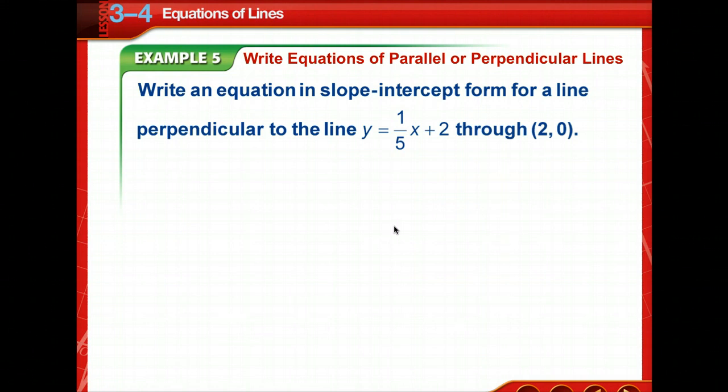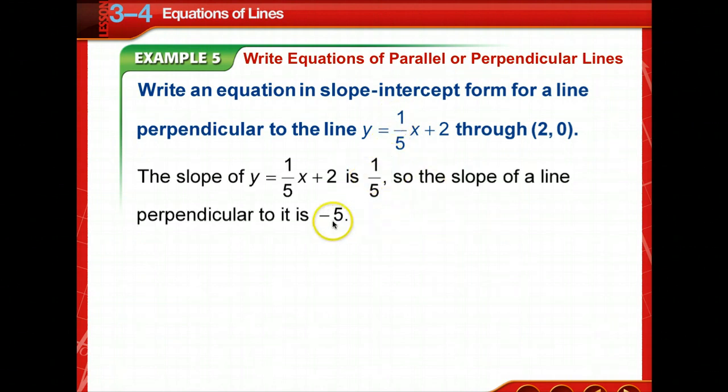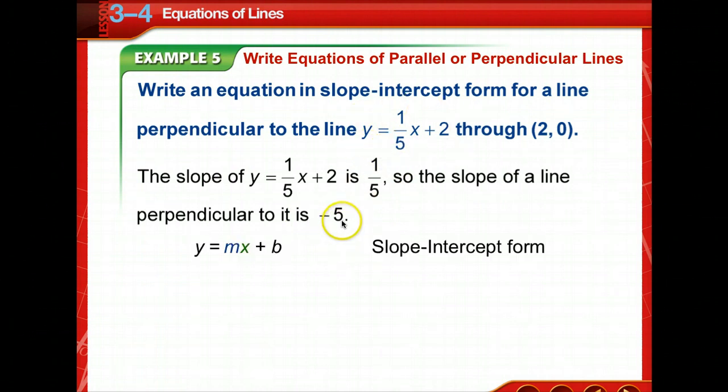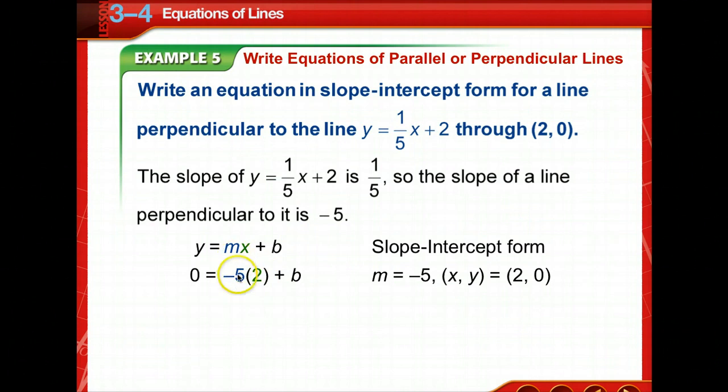We're asked to write an equation in slope-intercept form for a line perpendicular to the line y is equal to 1/5 x plus 2, and it goes through the point (2, 0). Now, we know that if it's perpendicular, it's going to be the opposite reciprocal. So what's the reciprocal of 1/5? Did you get 5/1? And the opposite of a positive 1/5 is going to be a -5. So the slope of a line that's perpendicular to this line is going to have a -5 slope. So we can substitute a -5 in for m, and it's going to go through the point (2, 0).